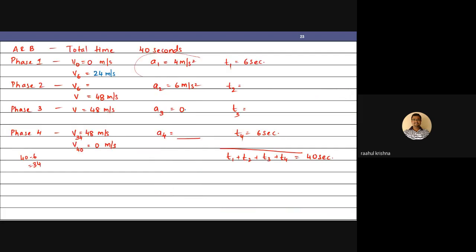Then, in the next region, the acceleration is increasing to 6 meters per second square. And what is the velocity now? What is my V6 here? 24 meters per second, right? So now the velocity is increasing in the second phase from 24 to 48 at the rate of 6 meters per second square. So for how much time will this acceleration last? T2 will be 48 minus 24 divided by 6, correct?